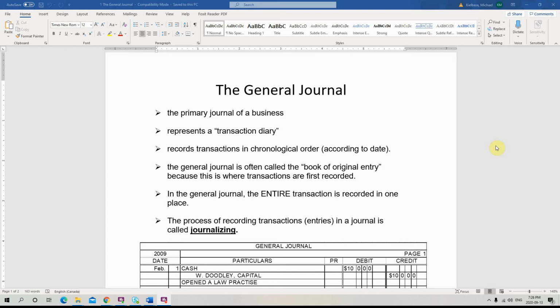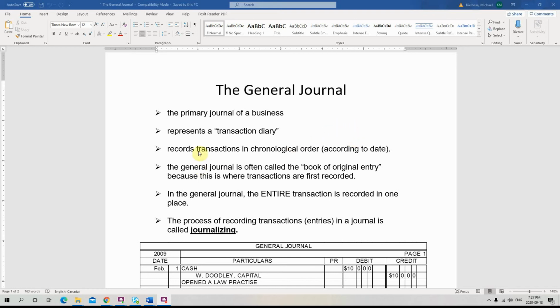So the general journal represents the primary journal of the business, and it represents a transaction diary because transactions are recorded in chronological order, so according to date. Now, the nice thing about the general journal is your transaction is going to be recorded all in the same place. It's not going to be your debit in one T account, and then you have to look for your credit account. You're going to record the transaction all in one place.